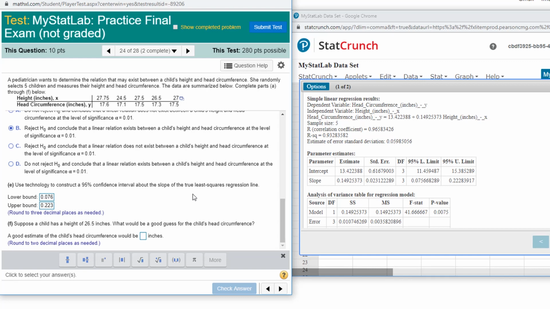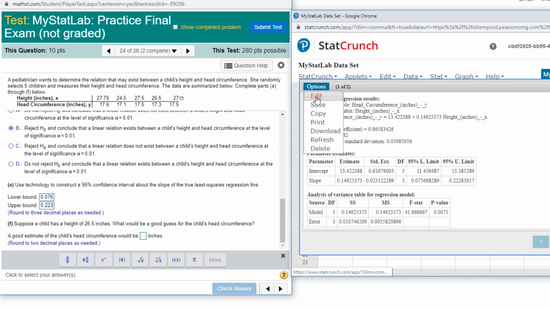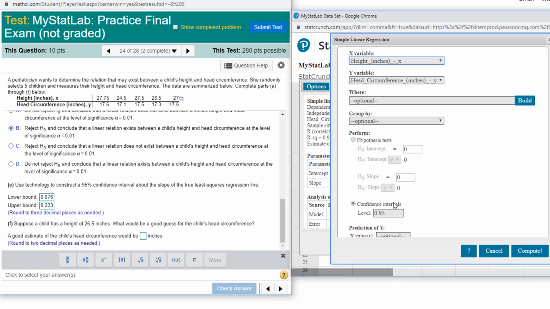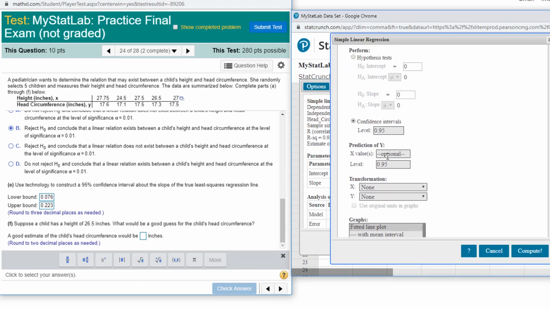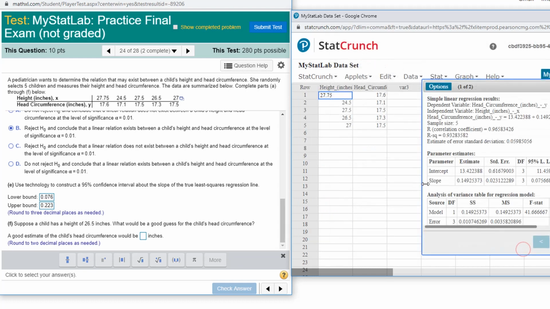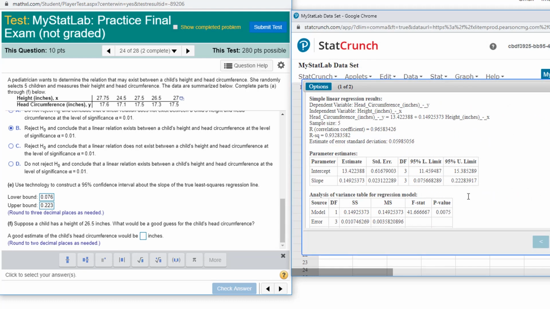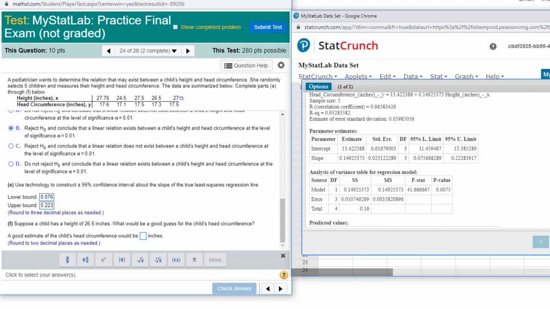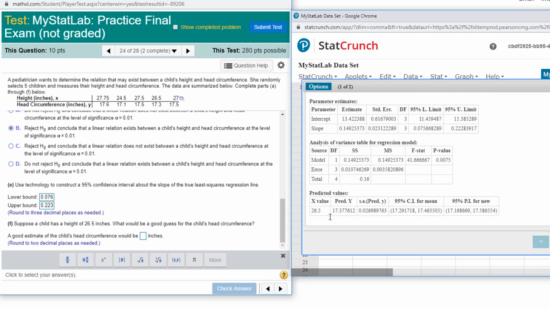Now we want to do a prediction. Suppose a child's height is 26.5 inches. Okay, so we'll go back to edit our options for this and scroll down a little bit. We're doing a prediction of y based on an x value. We plug in the x value, 26.5, and we click compute, and it's going to predict our y value for that. And that's going to be down below in our output. X value 26.5, y value 17.3776. Well, okay, we want 2 decimal places, so 17.38.